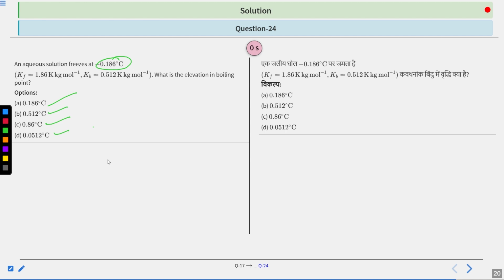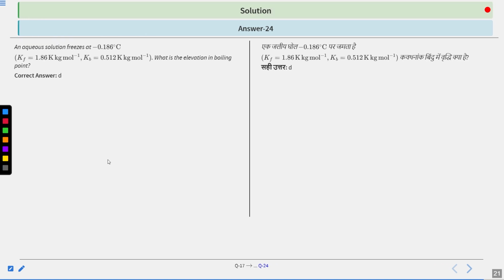So the time is up. Let us see how we can solve this question. For those who have solved, the correct answer is D. Delta Tf equals T naught f minus Tf. This was the formula, right? So we have used this formula: 0 minus (minus 0.86), and that is equal to 0.86 degrees Celsius. So this is the depression in freezing point.